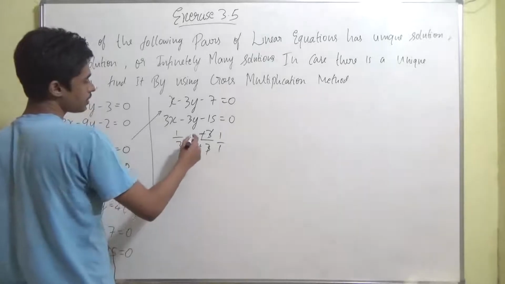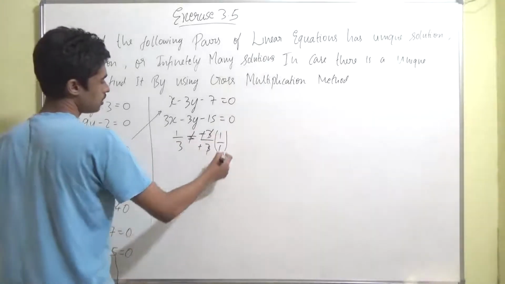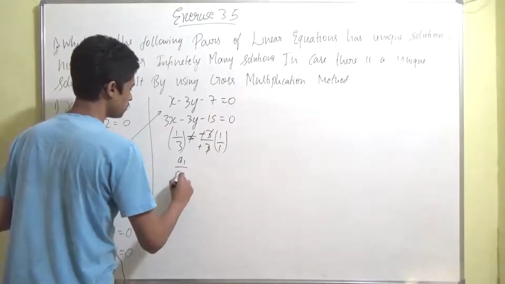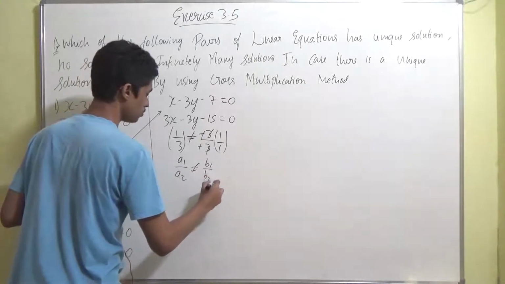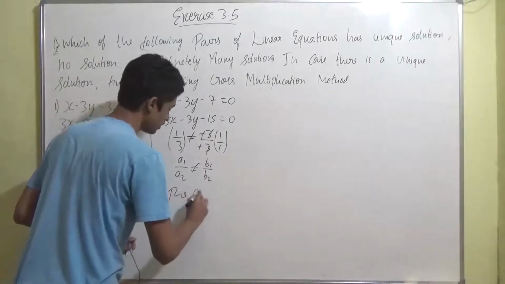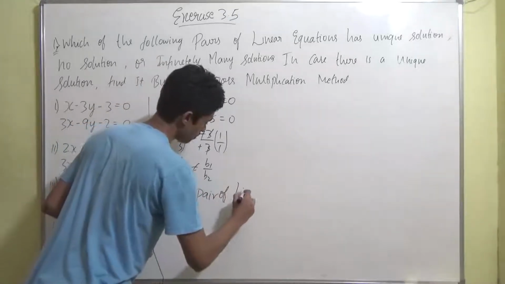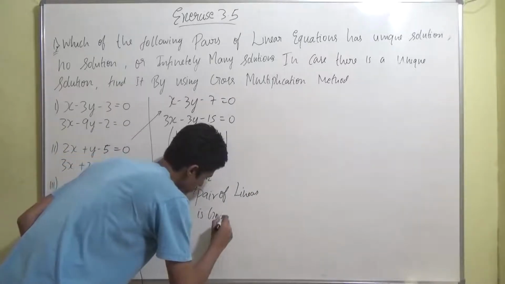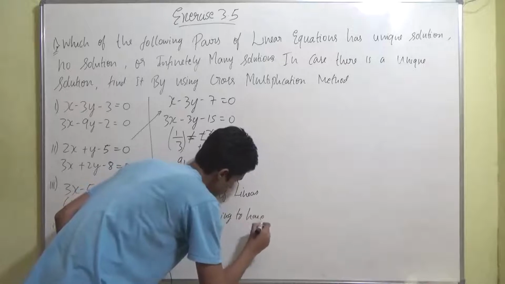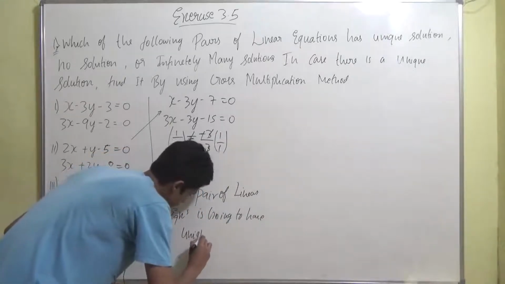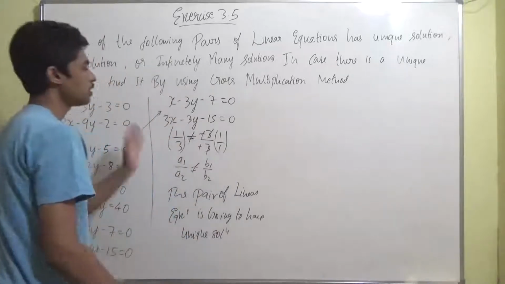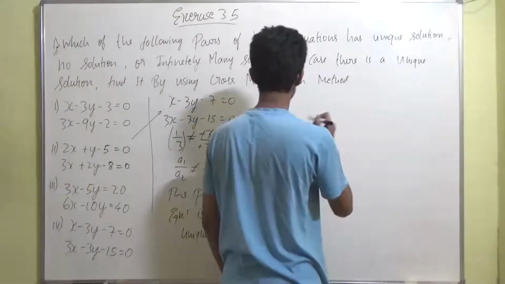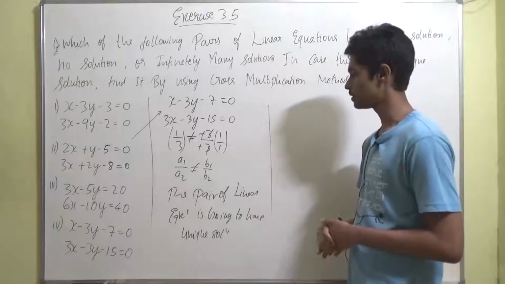And then if you see, 1 by 3 is not equal to 1 by 1. Correct? No. 1 by 3 is not equal to 1 by 1. Which means A1 by A2 is not equal to B1 by B2, which means the pair of linear equations is going to have unique solution. So now let's go ahead with the cross multiplication method and find the unique solution, guys, right? So yeah, you can see it. You can take a screenshot if you want now.